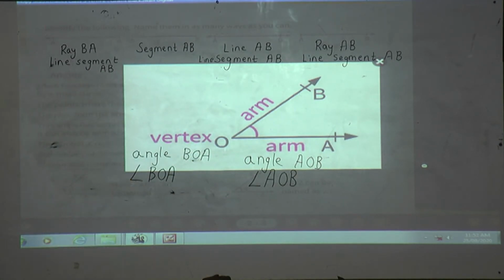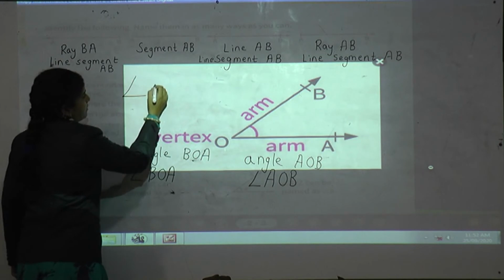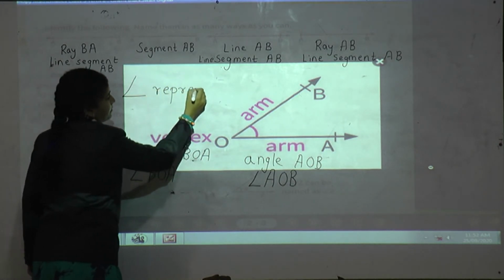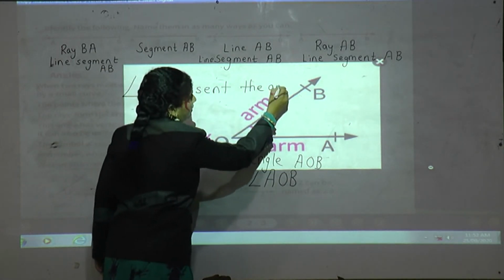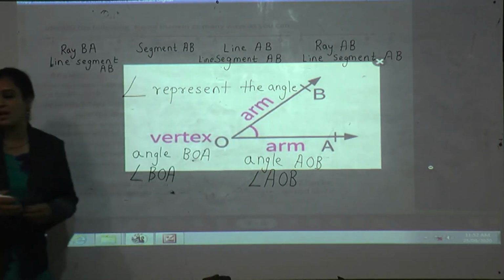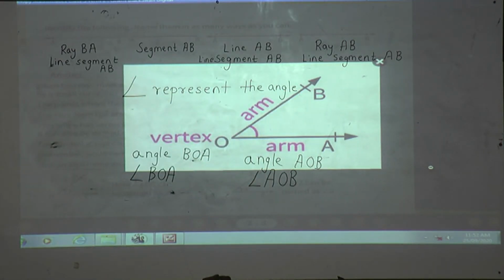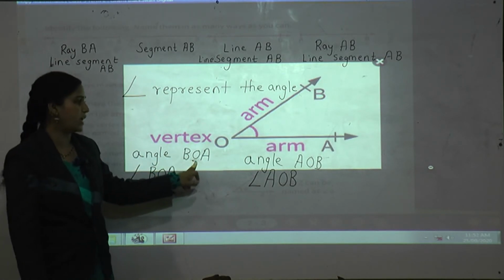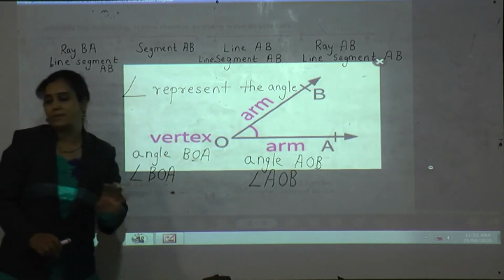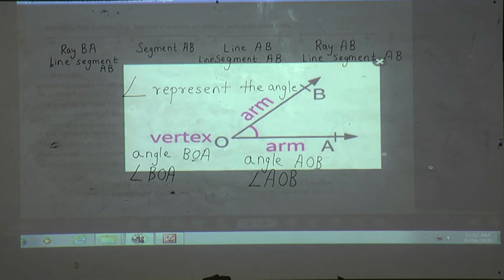Now, this symbol represents the angle. Now remember, while naming an angle, the vertex is always in the center. We can also name an angle in a different way. See, here the vertex is in the middle, and here also the vertex is always in the middle. Next one.